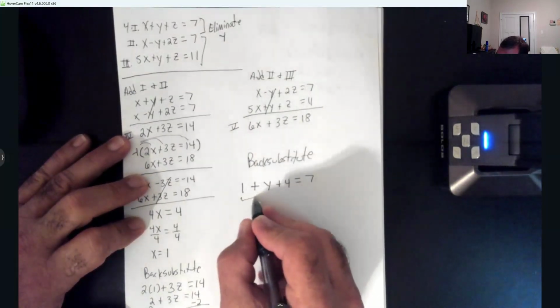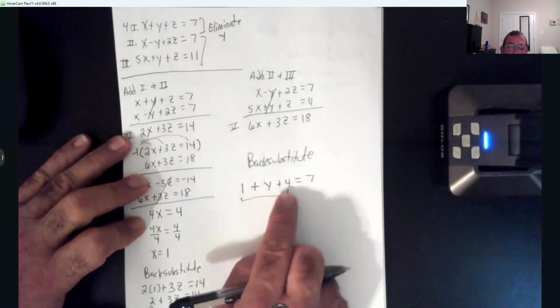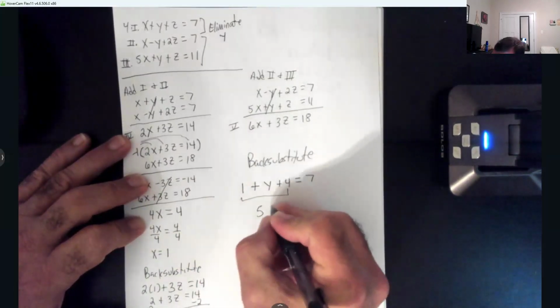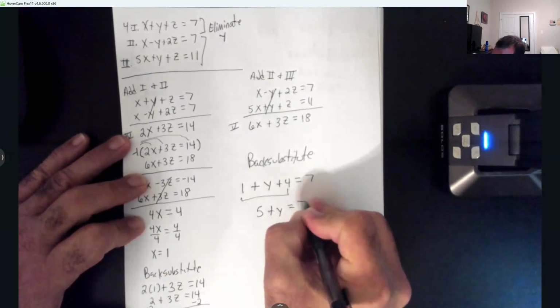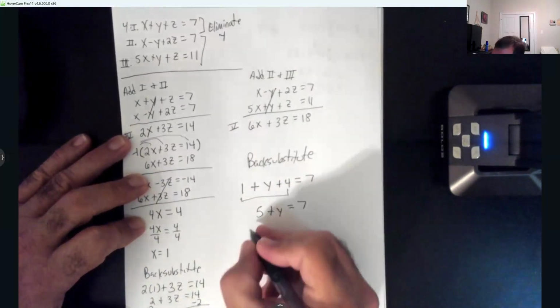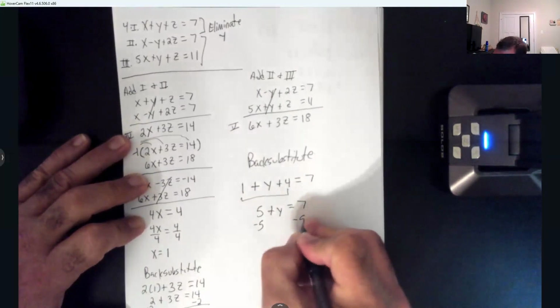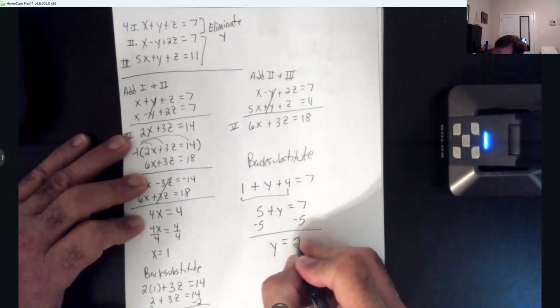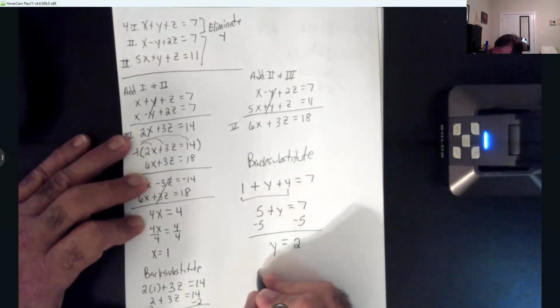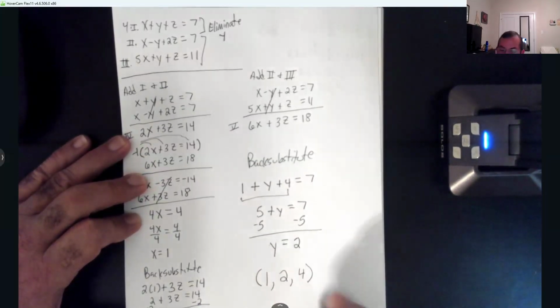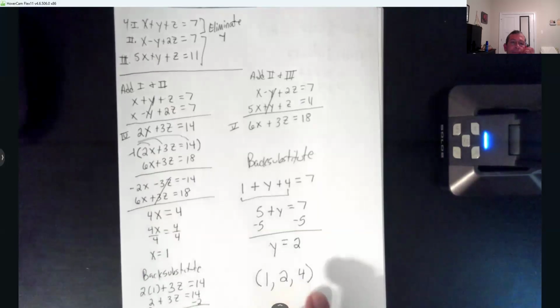So y'all, before I do anything, I'm going to add the like terms on the left side over here. So 1 and 4 give me 5 plus y equals 7. And then to finish this out, subtract my 5. And y'all, that brings my y equal to 2. So remember, x was 1, y was 2, and z was 4.